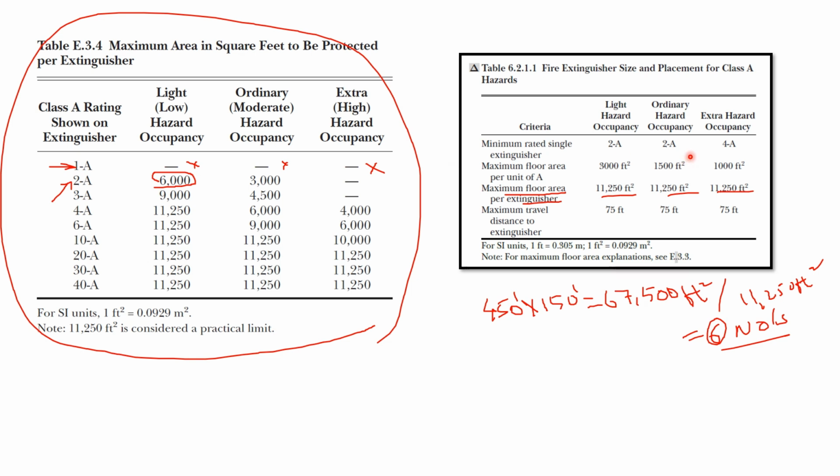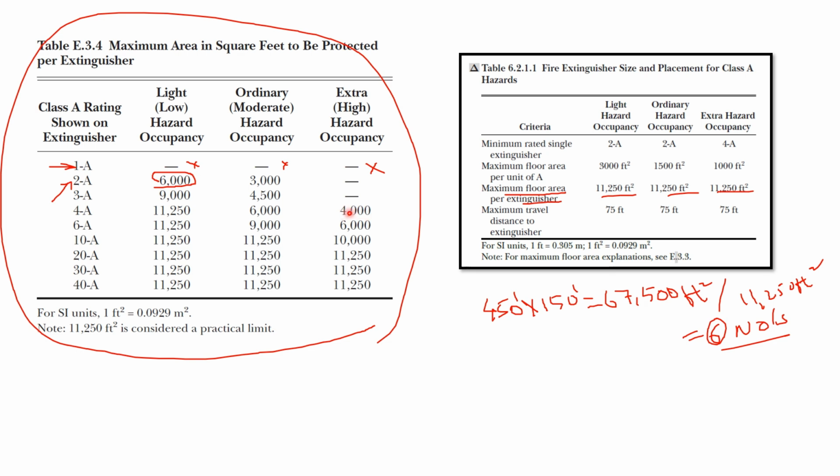Because 2A and 3A is not available in extra hazard, as per NFPA, minimum 4A is required for extra hazard occupancy. So for per unit of A, 1000 square feet. So for 4A, 4 into 1000, 4000 square feet. Here you can see dash dash, and in this particular table they mentioned 4000 square feet.